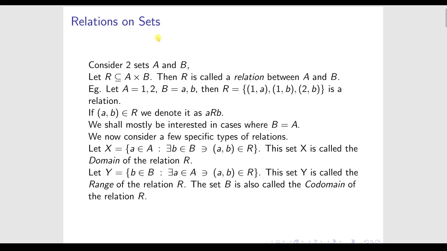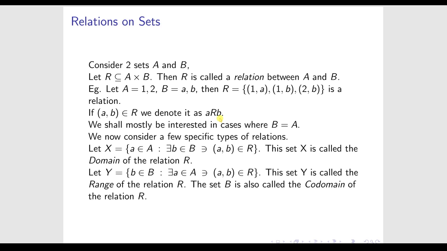Now relations on sets. Consider two sets A and B. Let R be a subset of the Cartesian product of A and B. Then R is called a relation between A and B. Let A be the set containing 1 and 2, B be the set containing a and b, then R equal to the set of ordered pairs (1, a), (1, b) and (2, b) is a relation. Say if (a, b) belongs to R, the ordered pair a and b belongs to R, we denote it as a is R related to b. This is how it is read.